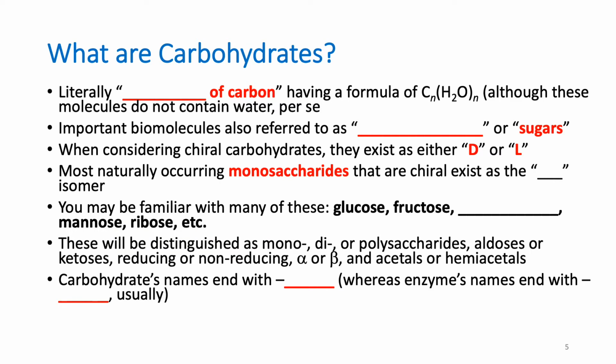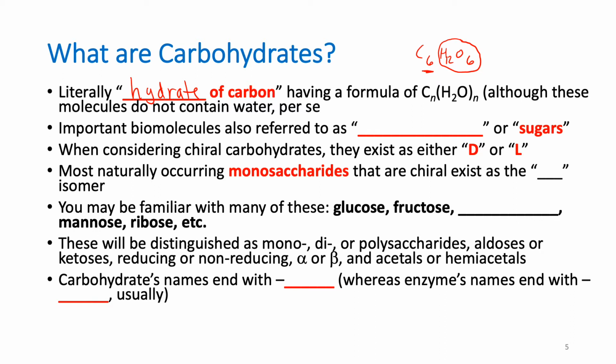All right, moving on to carbohydrates. So what is a carbohydrate? It's literally the hydrate of a carbon. Carbohydrate, hydrate of a carbon, having a formula of CnH2On. So as many carbons as there are, there's that many H2Os, though it doesn't necessarily contain a water molecule. You may recall that glucose is C6H12O6. So do you see the number of carbons is 6? And the number of H2Os is also 6. And so that's just how the formula is boiled down to.